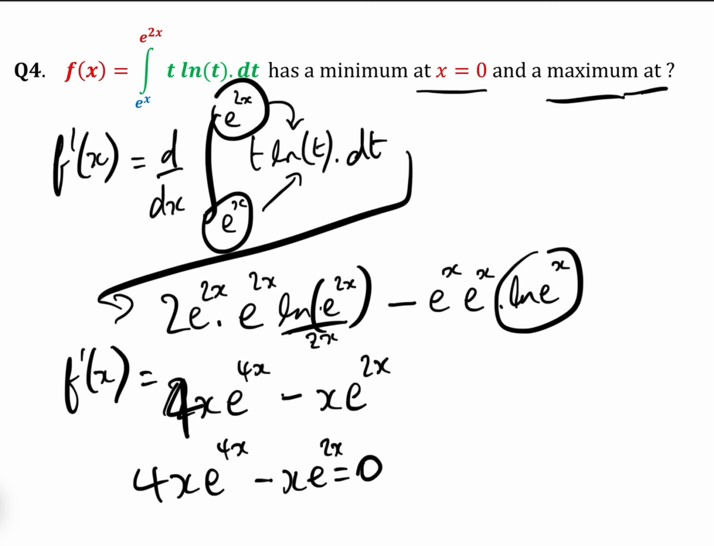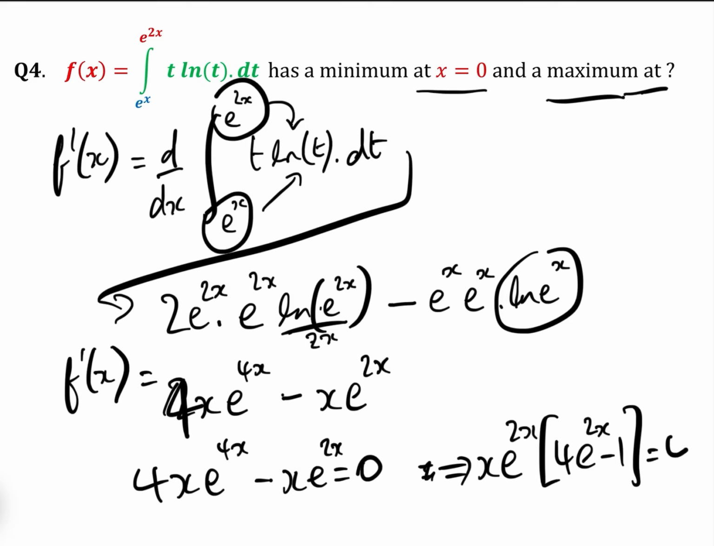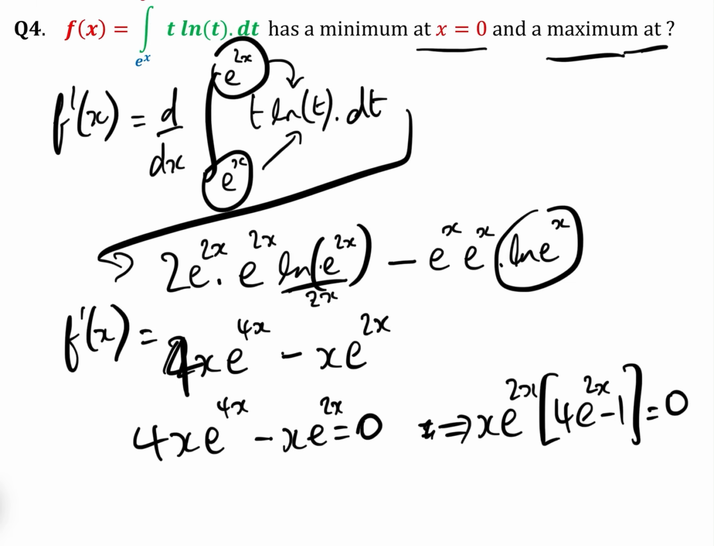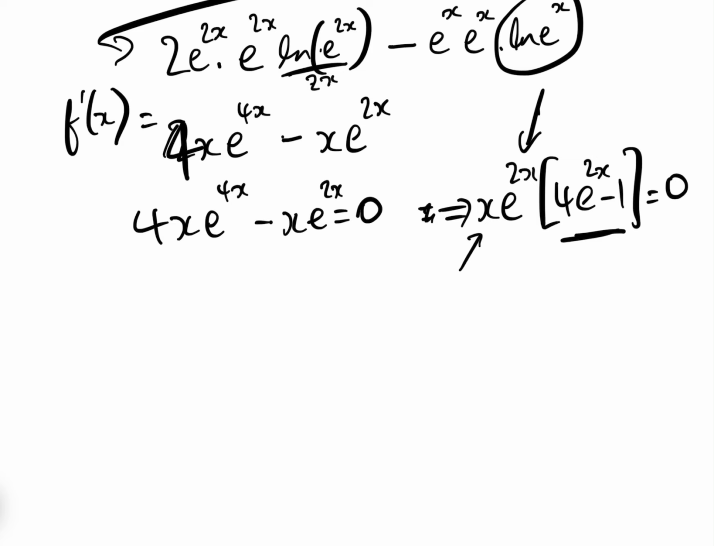Okay, well, let's just factorise that. That gives us x e to the 2x, 4e to the 2x minus 1 equals 0. Now, they tell us it has a minimum at x equals 0, so that's that solution. E to the 2x is never 0. E to anything is always greater than 0. So that means all we've got left is 4e to the 2x minus 1 equals 0, i.e. e to the 2x equals a quarter.